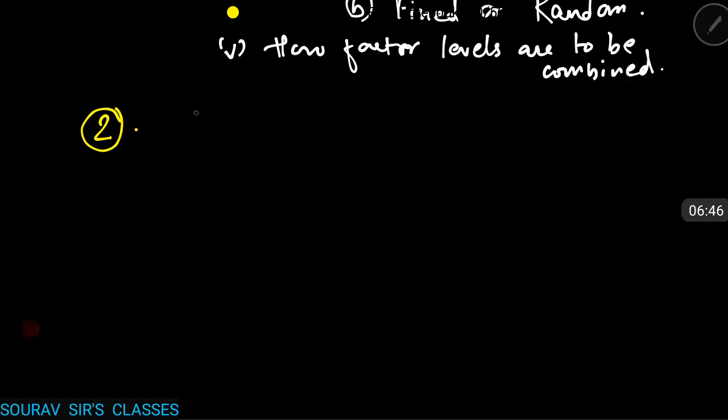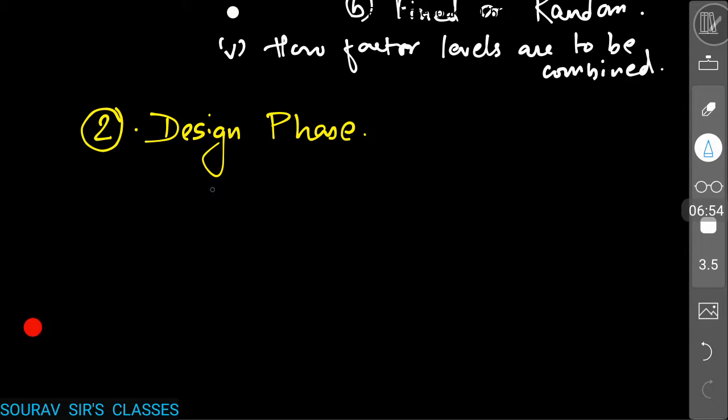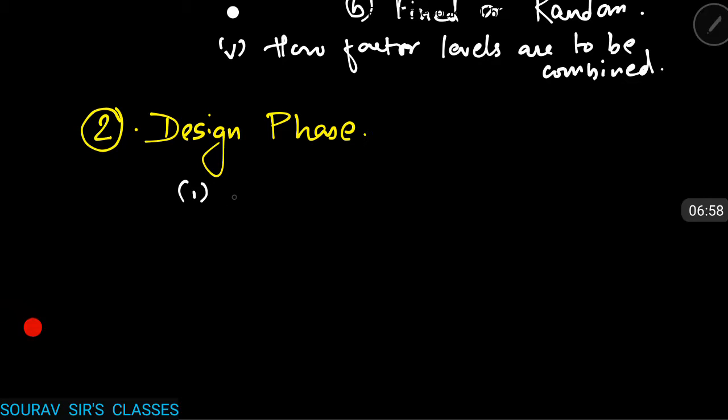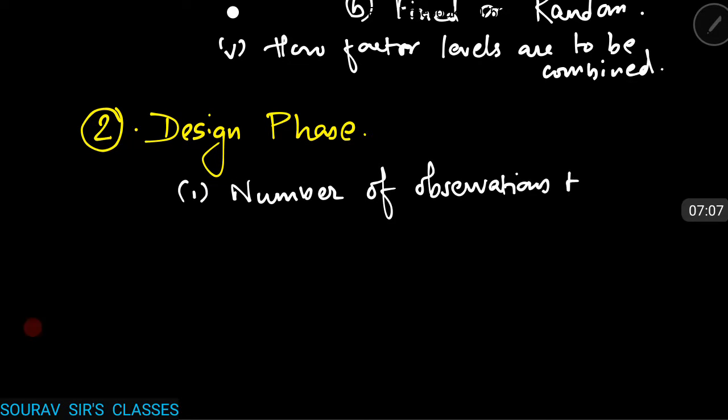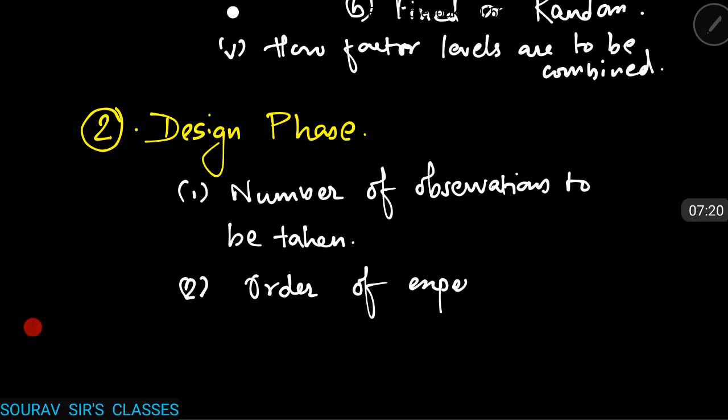Number 2, design phase. This has further the following. Number 1, number of observations to be taken. Number 2, order of experimentation. Number 3, method of randomization to be used.